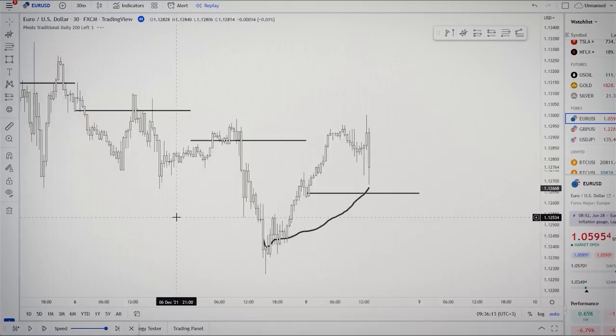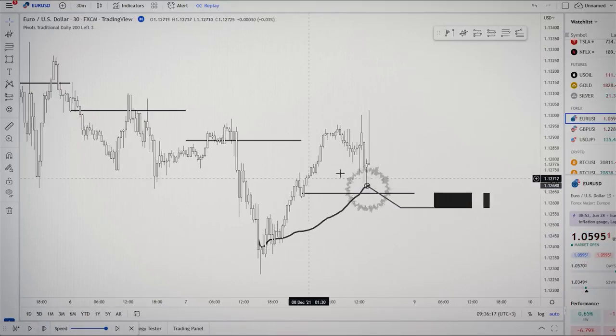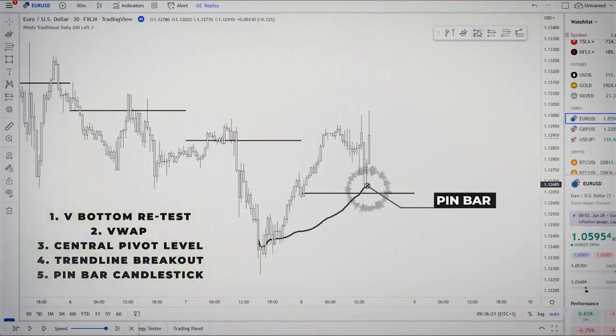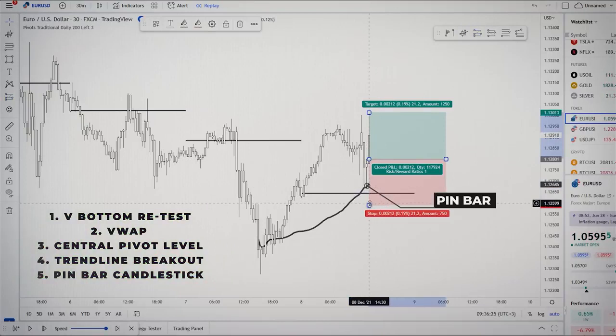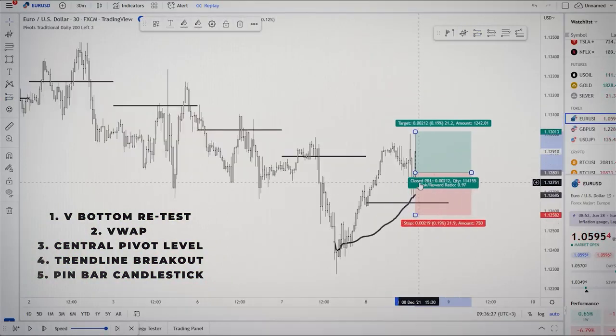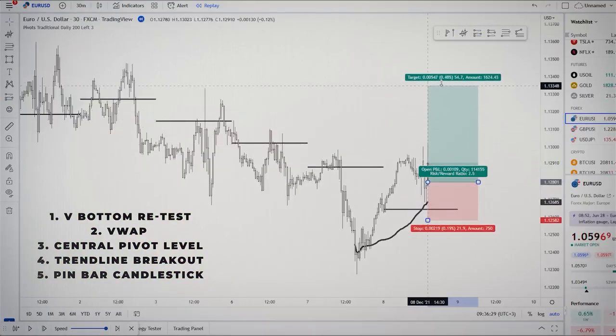Now let's move to a lower time frame to pinpoint the entry. Here's our signal, a pin bar rejecting the previous levels. This is our fifth indication that the market wants to go higher.